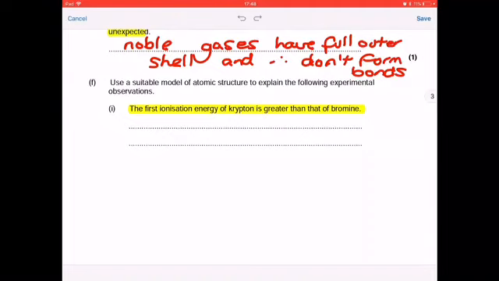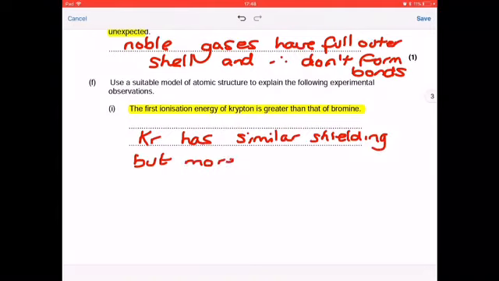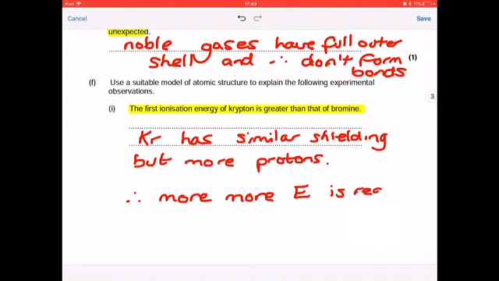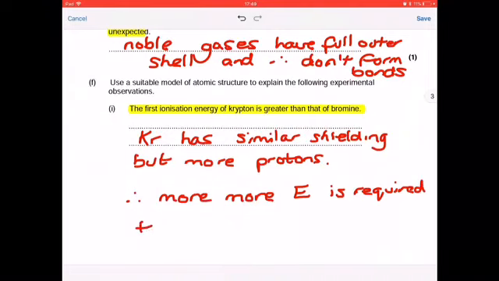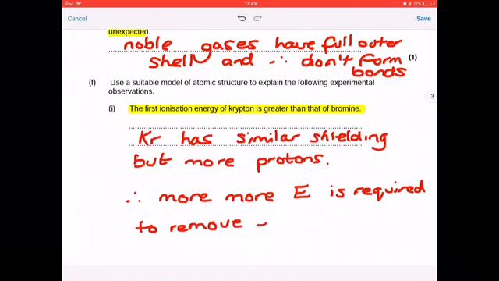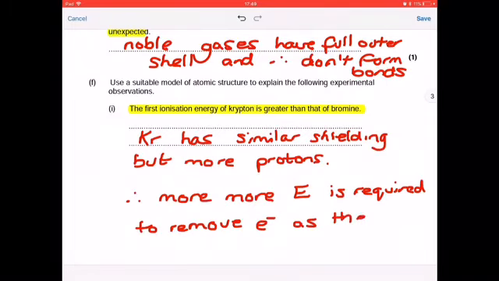The reason for this is that krypton has similar shielding, but more protons in the nucleus. And because there's more protons and the outer electron is the same distance away, they get attracted more strongly, and therefore more energy is required to remove the electron, as the attraction is greater.